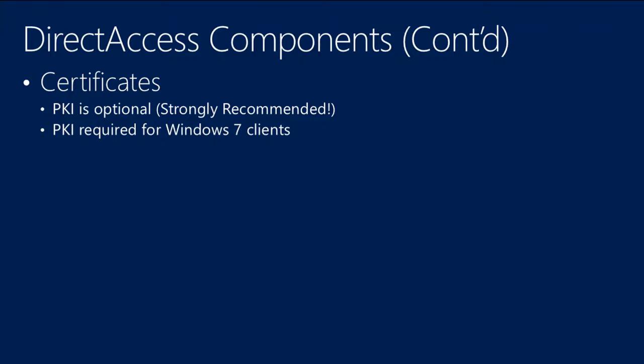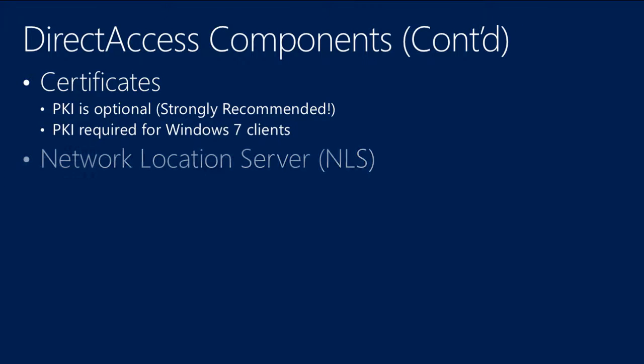There's no way to get around it. They don't support using the self-signed certificates. The network location server is a component that used to be a separate component in previous releases. So Server 2008 R2, Forefront UAG Direct Access, you had to stand up a separate network location server.